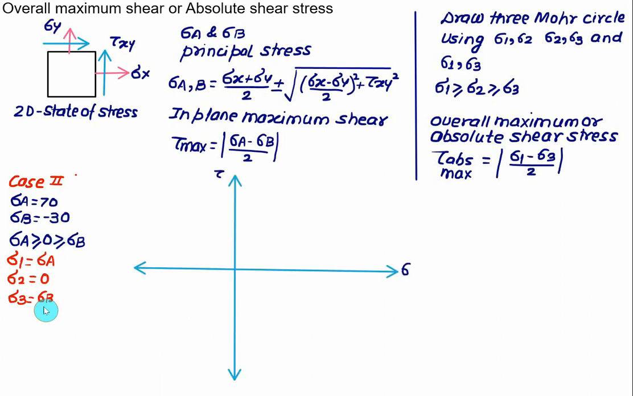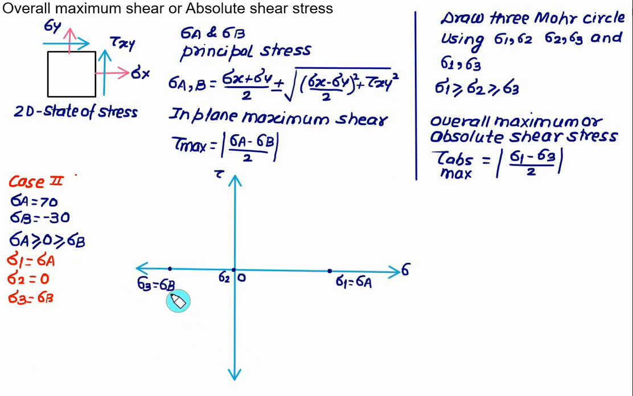So let's construct the three different Mohr circles using sigma 1 and sigma 2, sigma 2 and sigma 3, and sigma 1 and sigma 3. This time sigma 1 is equal to sigma A and is a positive value, so we'll mark it somewhere here. Sigma 2 is equal to 0, so we mark sigma 2 equal to 0. And sigma 3 is equal to sigma B, and we show this value on the left hand side.